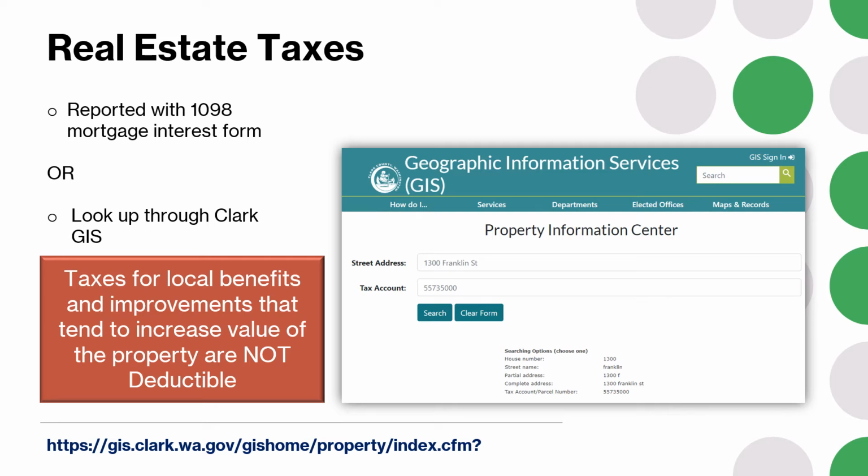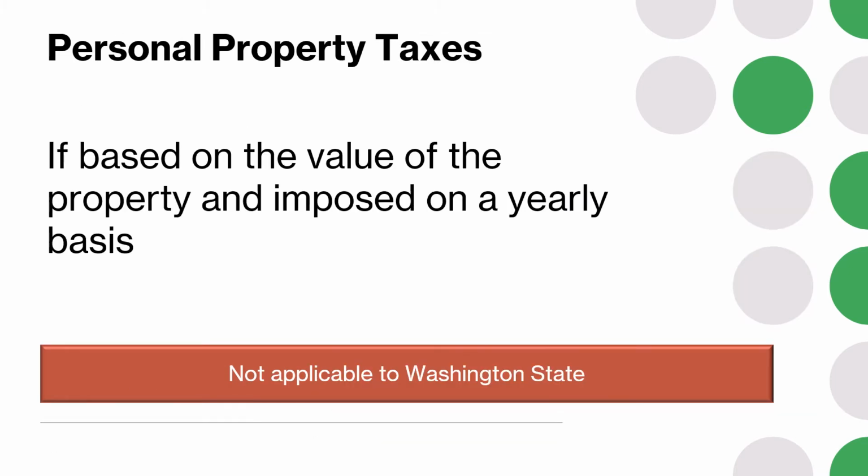And as we've talked about in our capital gains lesson, that cost, that assessment, gets added into the cost of their home. So then when they sell their home, it lowers the profit that they will have to report for taxes, or it adjusts their basis. And then personal property taxes can be deductible if they are based on the value of the property and they are imposed on a yearly basis. However, this is not applicable for Washington State.